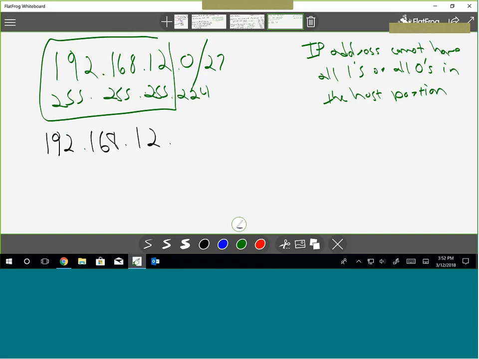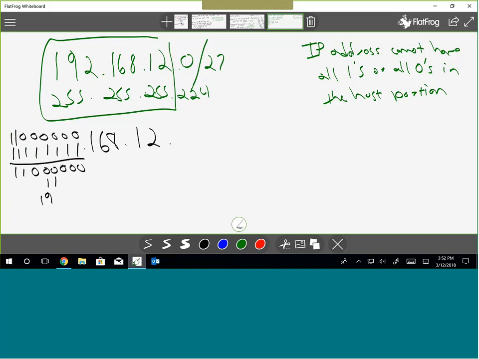I'm going to prove it with just one of them. I'm going to prove it with 192. 192 is 11000000. I AND that with 11111111, which is 255, and I get 11000000, right? Which equals 192.